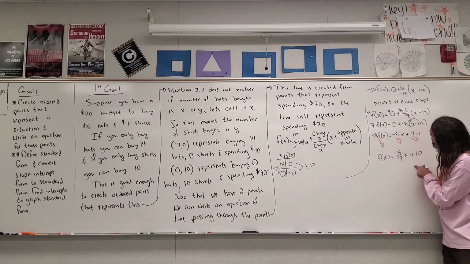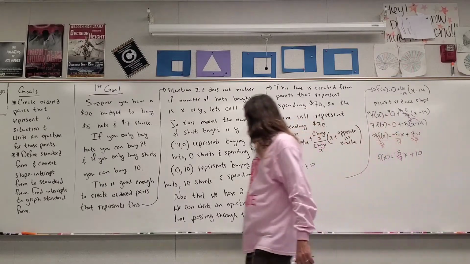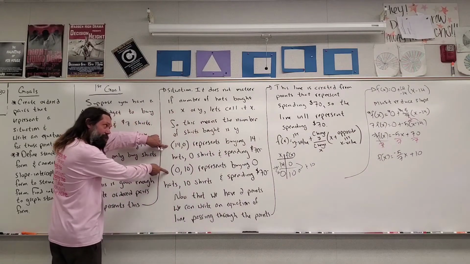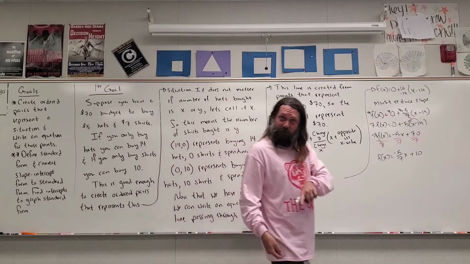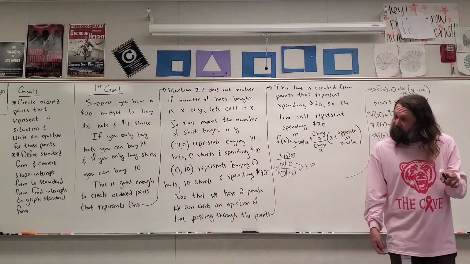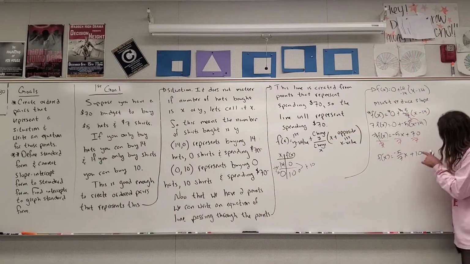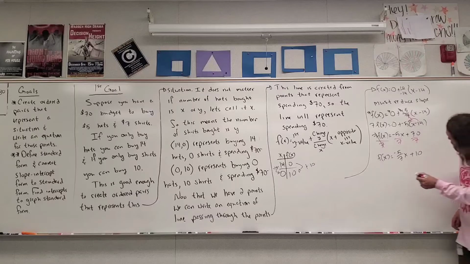This is a line that represents spending $70 buying $5 hats and $7 shirts. And how do I know it represents that? I know that it represents that because the ordered pairs that I used to make it represent spending $70. So if my ordered pairs that I used to make it represent spending $70, then this equation must represent spending $70.